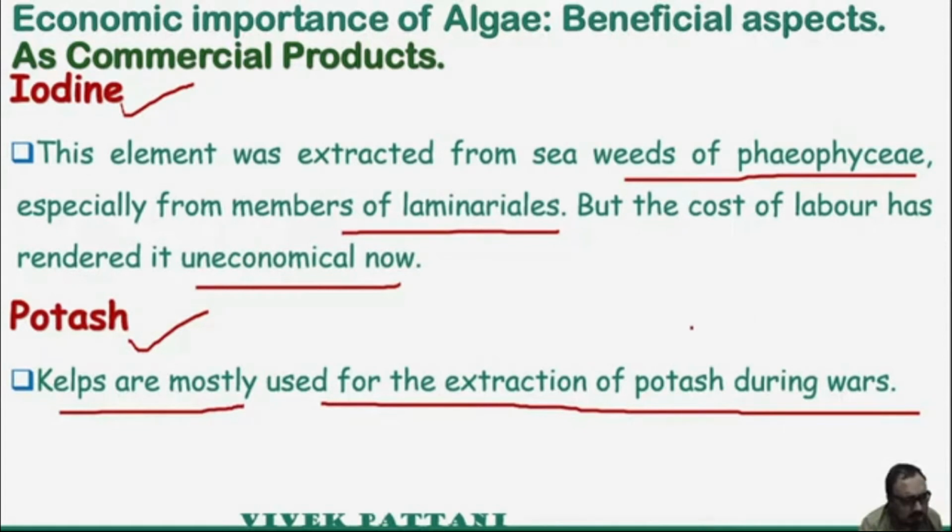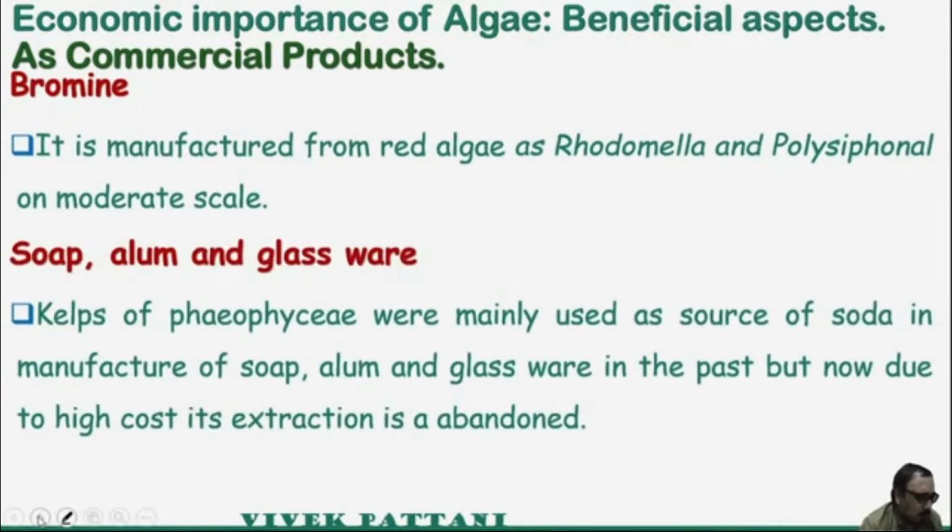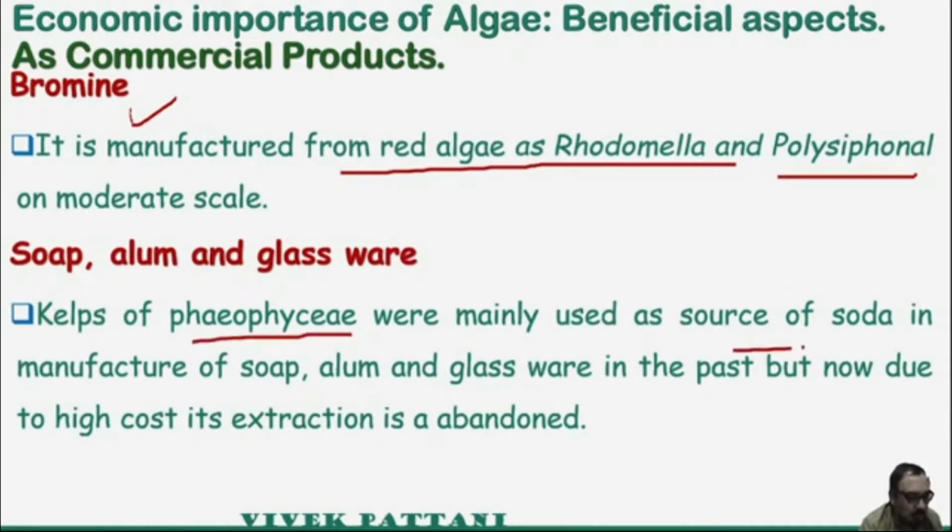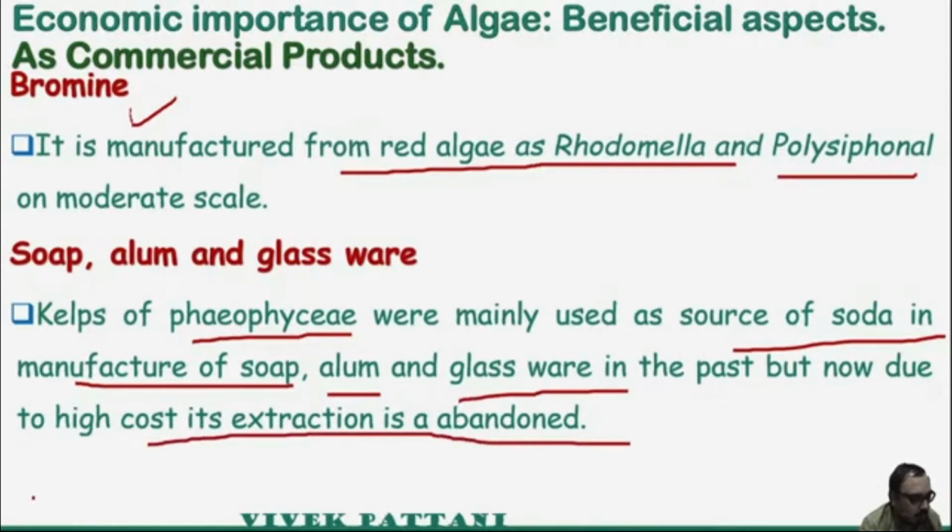So there are many other examples of commercial products. You can write all these examples in your own words also, whichever is suitable for you. Next comes bromine. It is manufactured from red algae, Rhodomela and Polysiphonia. Next come soap, alum, and glassware, where the kelps of Phaeophyceae were mainly used as a source of soda in the manufacture of soap, alum, and glassware in the past. But now, due to the high cost, its extraction is basically abandoned. It is not used nowadays.